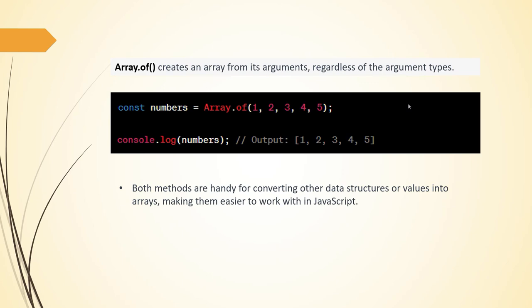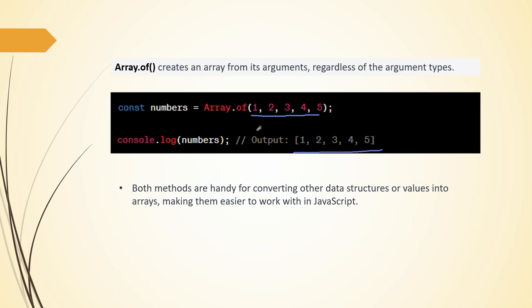Array.of is going to create an array from its arguments. If you see, we have given arguments 1, 2, 3, 4, 5, and when you say Array.of with these arguments, it is going to create an array out of this.